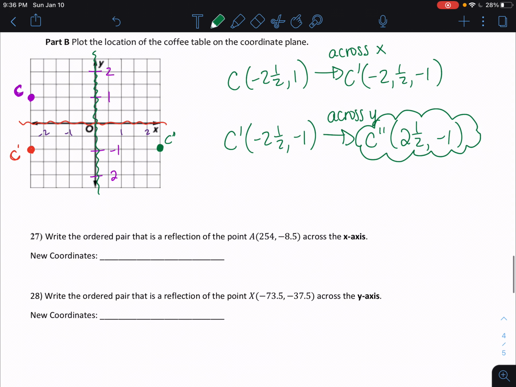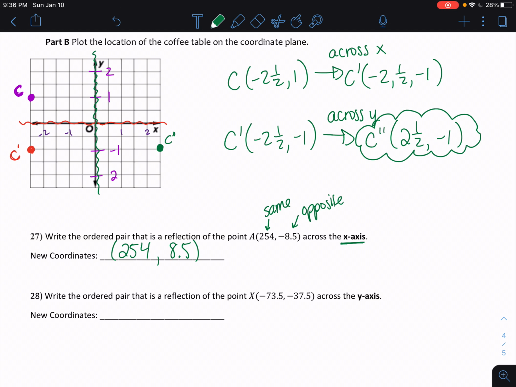So I'm going to use this thinking that I just did right here without the graph to do 27 and 28. So for 27, it says write the ordered pair that is a reflection of the point 254, -8.5 across the x-axis. That means that X is going to stay the same. So 254 stays the same. And Y is going to be the opposite. So 8.5.